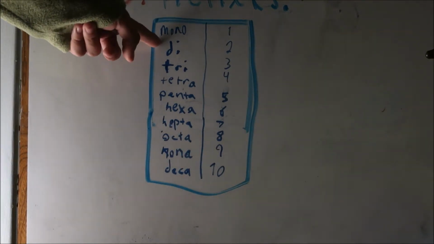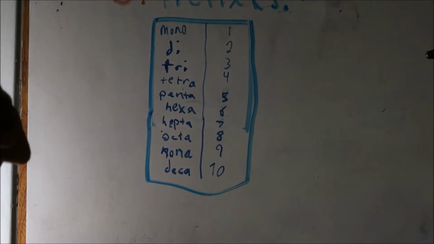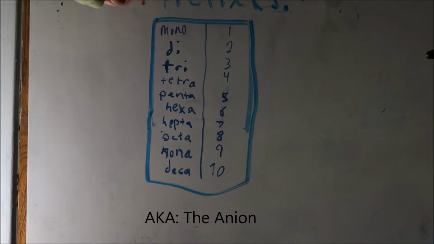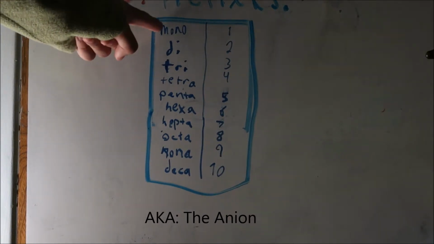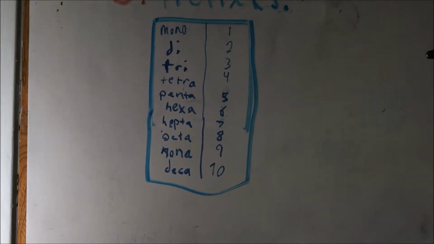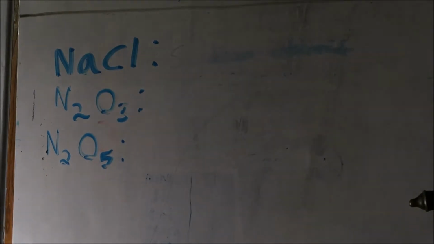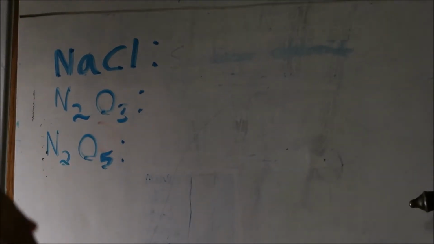Mono is a special case because you can only put mono for the second element of a covalent compound. You do not add mono to the first element. Okay, let's try out some examples. Sorry for the bad handwriting. I'll give you a couple of seconds to try it out on your own. You could pause the screen and try it out for yourself.